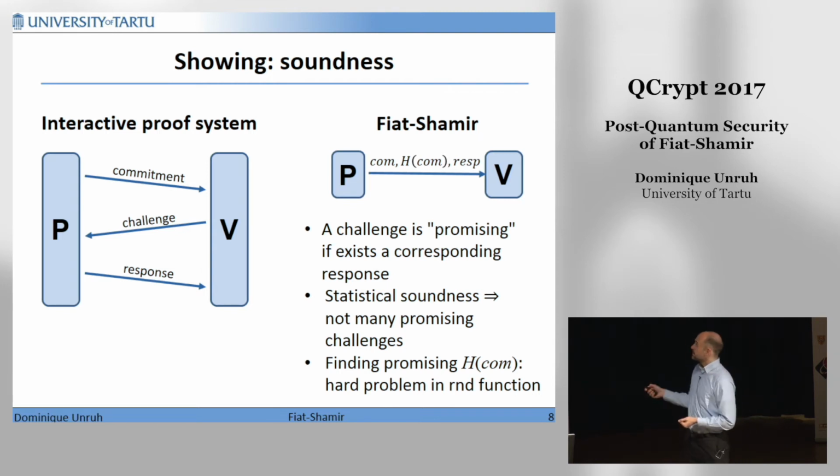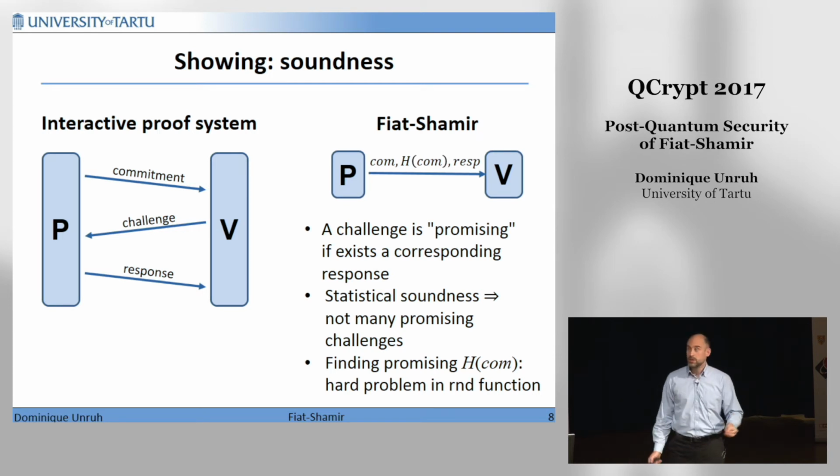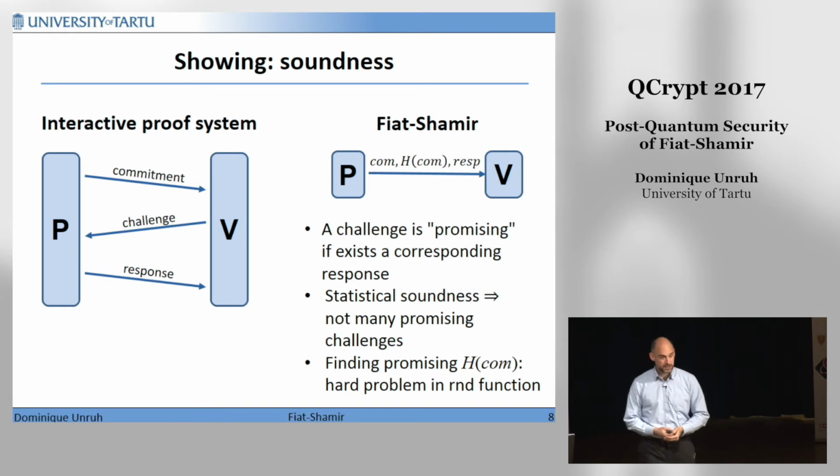So that means, well, if you want to make a Fiat Shamir proof, this necessarily needs to be a promising response too, because otherwise the whole thing can never be true. So to make a wrong proof in Fiat Shamir, you will need to find an input to the hash function that outputs a promising response, and there aren't many.